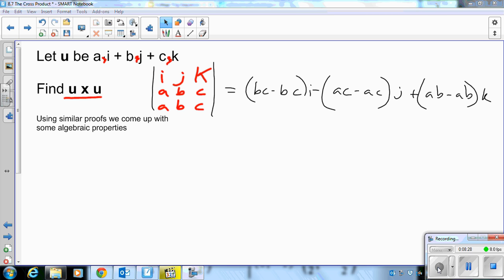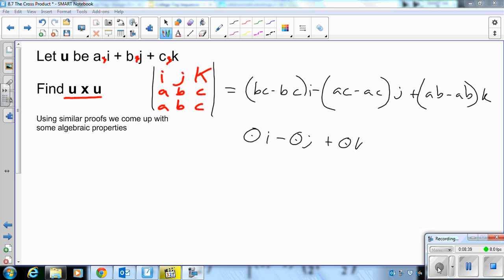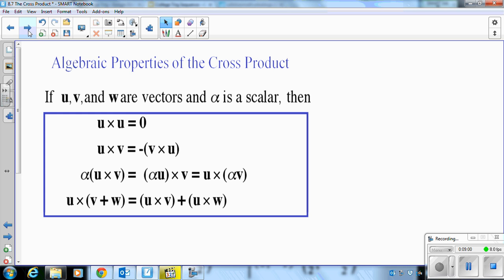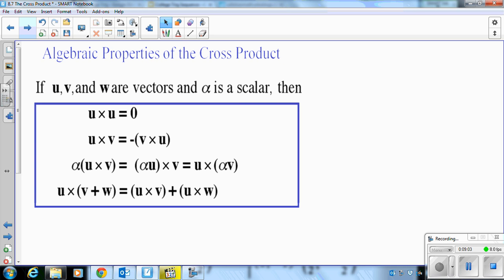So looking at the algebra from this, you can see that we get the same thing. So something minus itself, we get 0 I minus 0 J plus 0 K, which is our 0 vector, which should make sense because if we have one single vector and it's itself, we don't get a plane defined, so we can't find a vector orthogonal to it. So vector crossed by itself, we get the 0 vector. Remember, these are some of the properties that we should understand, that if we do vector crossed by itself, we get 0.